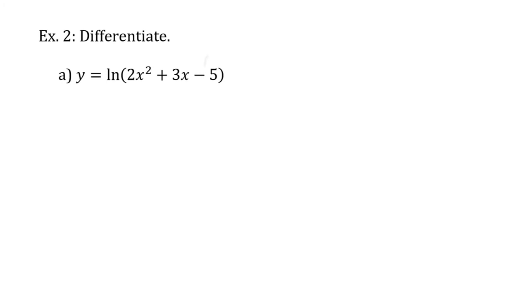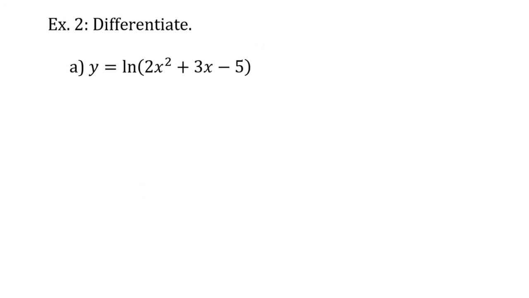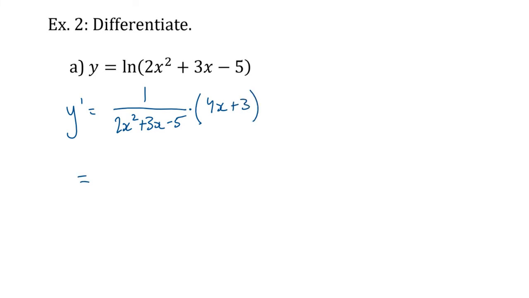All right, let's try some examples. So y prime is 1 over the argument of the ln times the derivative of the argument. So the derivative of 2x squared plus 3x minus 5 is 4x plus 3. And of course, you're not going to get marked wrong for leaving it like that, but generally speaking, we're going to aim to write it like this.